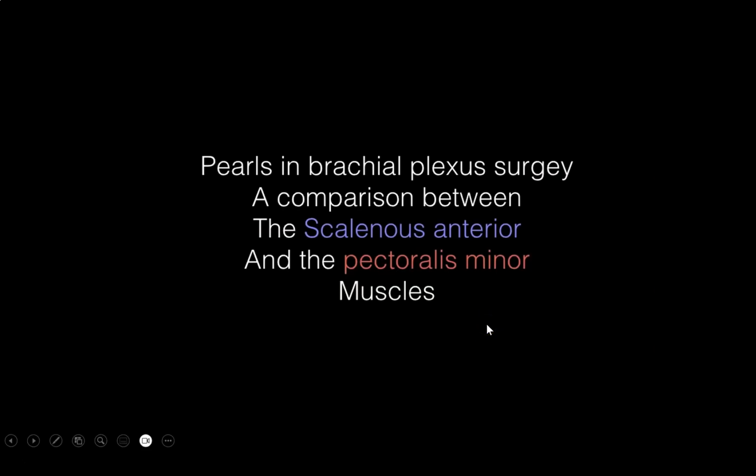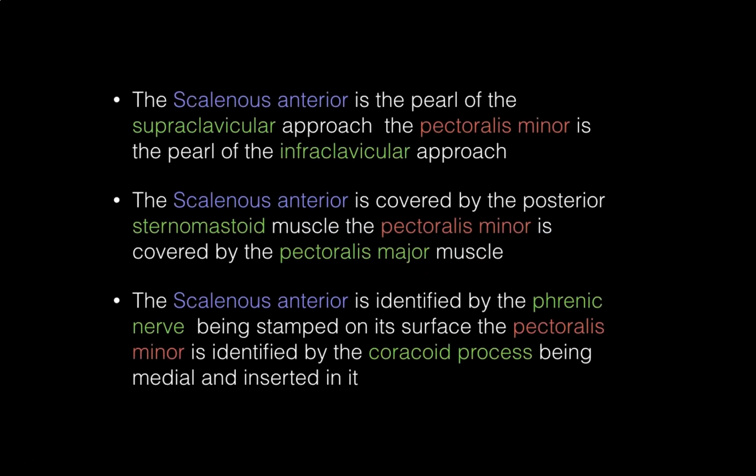Regarding the anatomy and the exposure of the brachial plexus, there are pearls in brachial plexus surgery, comparing the scalenus anterior and the pectoralis minor muscles. These are the two most important structures and the keys to the supraclavicular exposure and infraclavicular exposure. So the scalenus anterior is the pearl of the supraclavicular approach, and the pectoralis minor is the pearl of the infraclavicular approach. The scalenus anterior is covered by a muscle, the sternomastoid, and the pectoralis minor is also covered by a muscle, the pectoralis major.